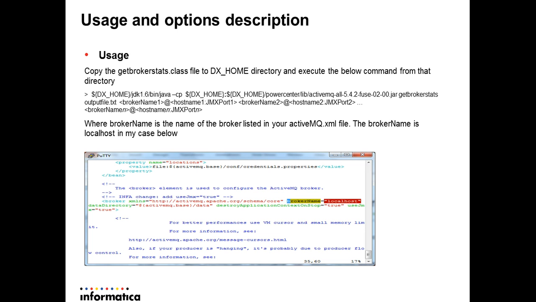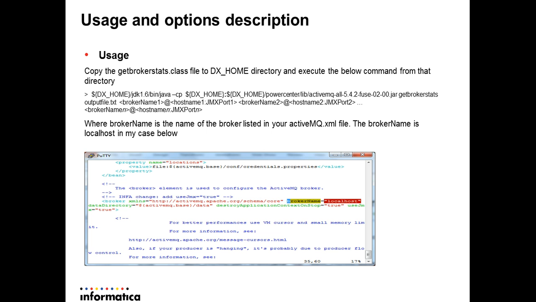This command by itself takes the output file.txt as the first argument. It can be any file name where your output will be dumped, followed by broker name at hostname colon JMX port. So that's the way it takes. Like I mentioned in my previous slide, you can give multiple brokers at the same time, which means you can collect the statistics of multiple AMQ nodes at the same time.